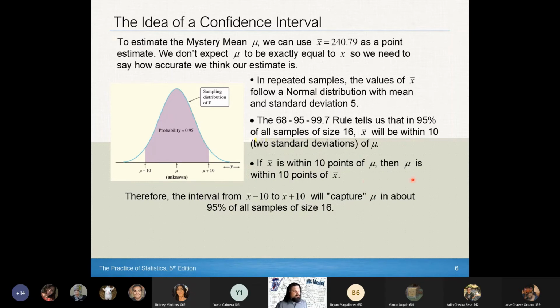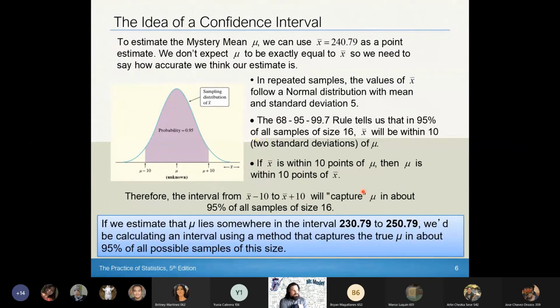Right? So this is kind of important, the verbiage here. It's saying that in my sample size of 16, the range from that sample will cover the actual mu, the value of my parameter, in 95% of those samples, which means some of them might not, but pretty much all of them will. If we estimate mu lies somewhere in the interval 230.79 to 250.79, we'd be calculating an interval using a method that captures the true mean in about 95% of all possible samples of this size. We'll see a visual of what that looks like and what it means in a little bit.